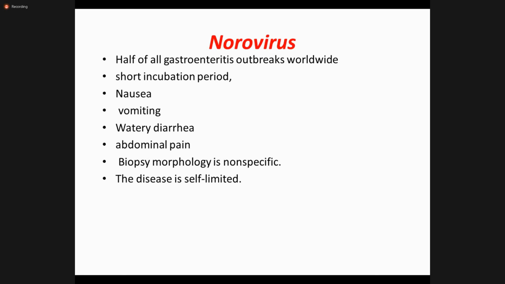Next pathogen is norovirus. Norovirus is responsible for half of the outbreaks of diarrhea, and again it is a causative agent in children, and it is associated with acute diarrhea. It is very contagious and causes vomiting and diarrhea, and it can infect people of all age groups.